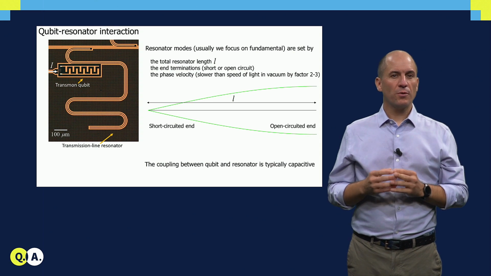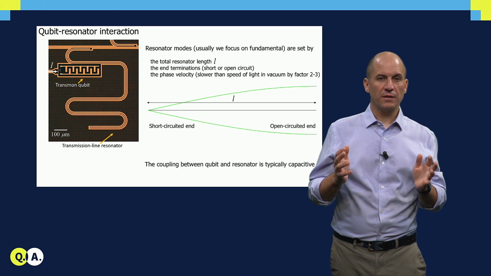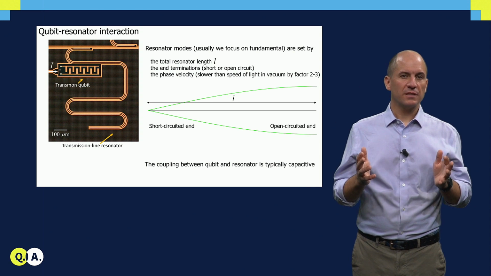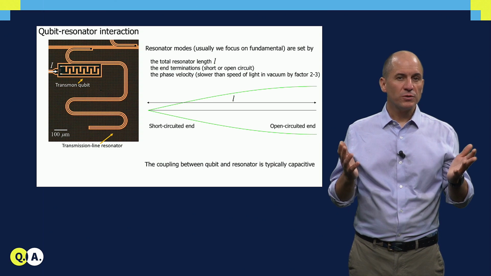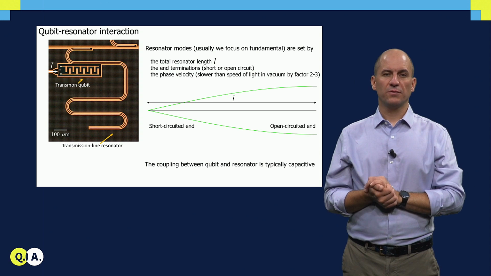The fundamental mode corresponds to the length matching approximately 1/4 of the wavelength. For this reason, we call it a quarter wave or λ/4 resonator. Resonators have higher modes of resonance as well, but most of the time we focus exclusively on the fundamental.